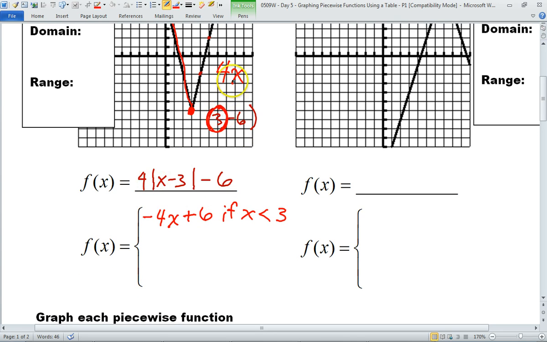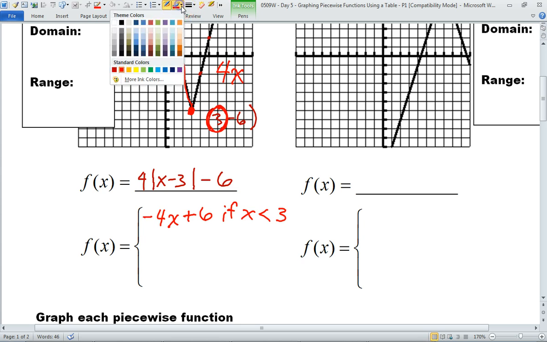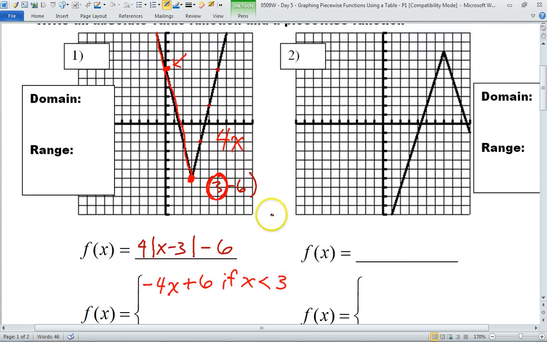Now the right half of the problem. Again, if the left half had a slope of negative 4x, let me pick a color for this. I think I will do blue. Okay, so now I'm going to do this blue part of the graph that I'm coloring blue right now.